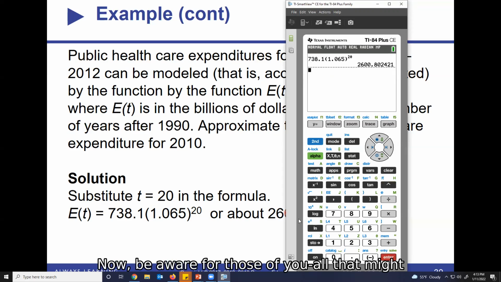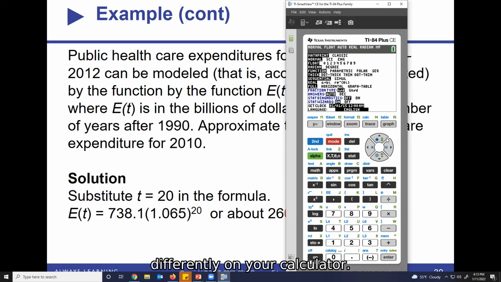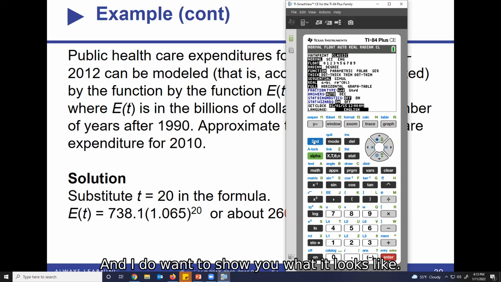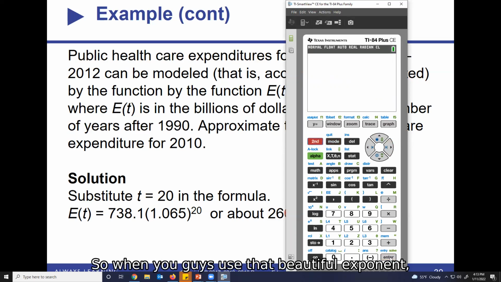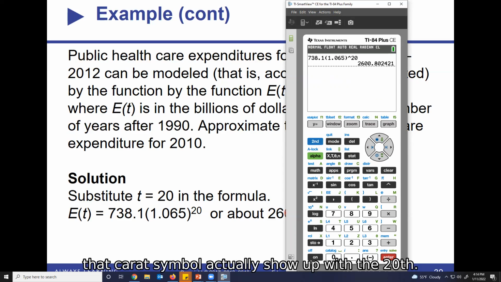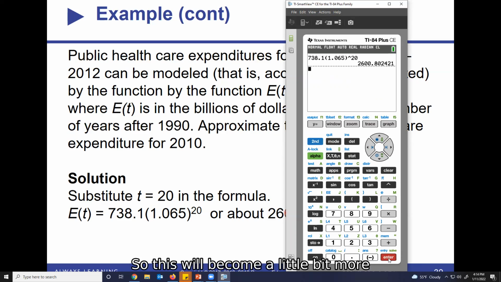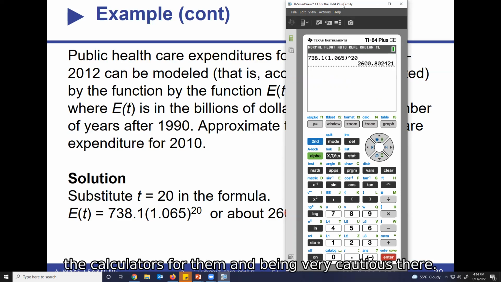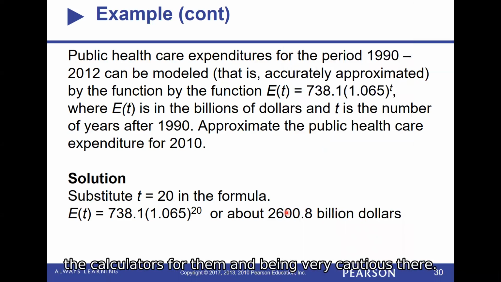Now, be aware, for those of y'all that might be trying to use the TI-83 in this course, the TI-83 is perfectly fine, but you're also going to want to have the same button set up as what I did, like the same steps, but it is going to show a little bit differently on your calculator, and I do want to show you what it looks like. So when you use that beautiful exponent, it's going to look like this, and it's going to have that caret symbol actually show up with the 20. So this will become a little bit more confusing later in the semester if you have a TI-83, but it's still going to give you the same answer. And we'll talk about the differences between the calculators and being very cautious there.